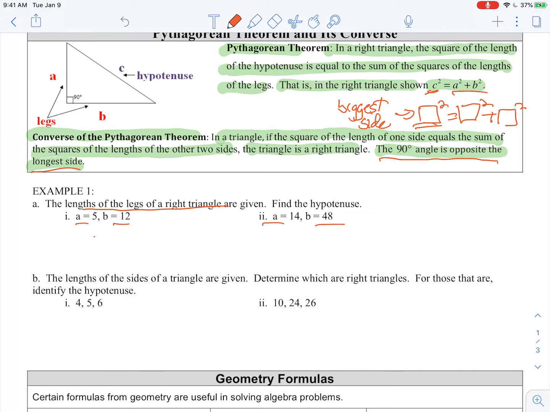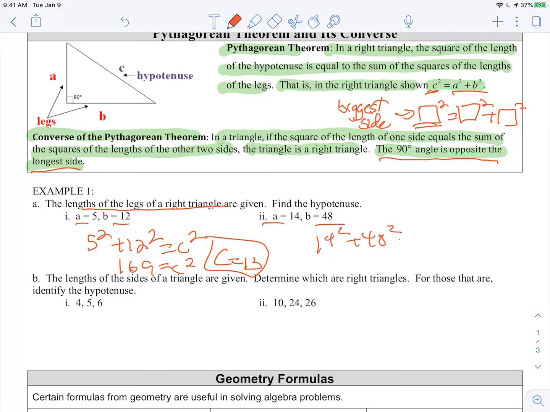So 5 squared plus 12 squared equals c squared. I'll go a little faster here. 169 is equal to c squared. C is equal to 13. So that's the length of the hypotenuse. 14 squared plus 48 squared is equal to c squared. 2500 is equal to c squared. C is equal to 50. All right, so no issues there.